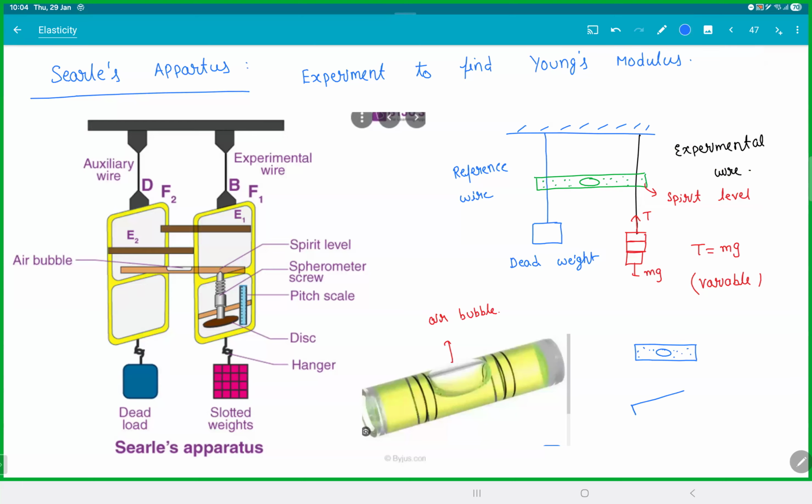Suppose the surface is tilted, the bubble will go up. Then we know the right side is a little higher. Suppose the left side is higher, then the bubble will be here. Is this clear? So if the bubble is in the center, we know both the wires are exactly the same length.